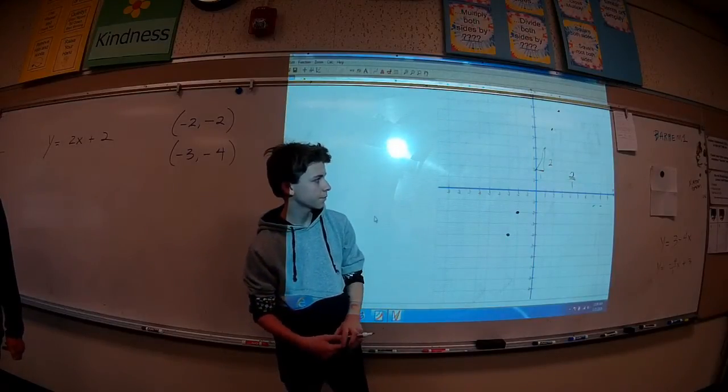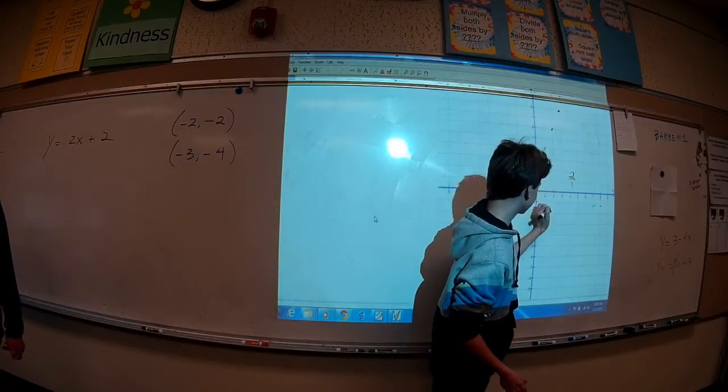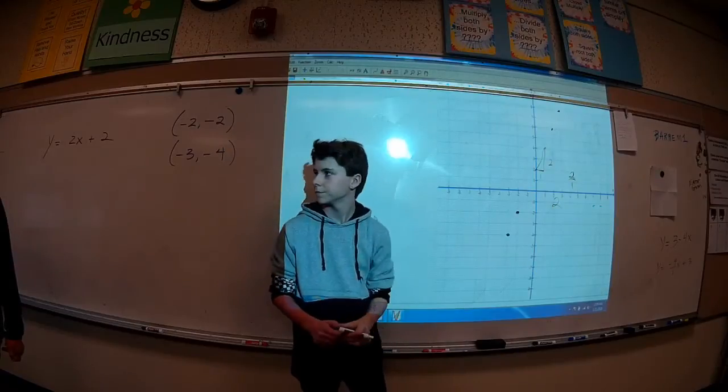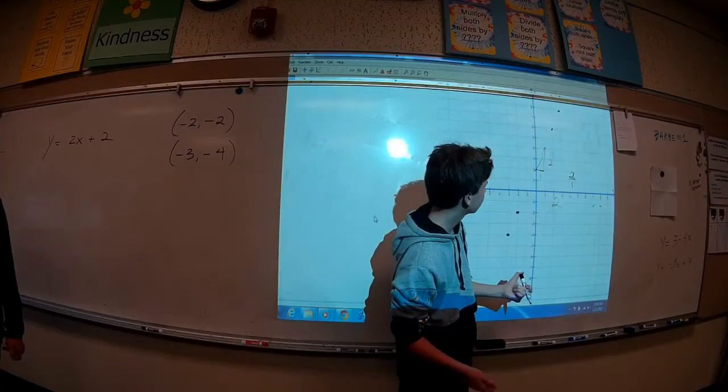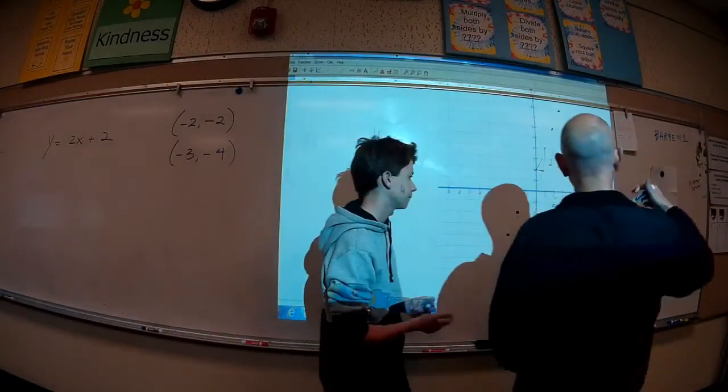Sophia, what can you do? Simplify it. Good. Final piece of this. Eli? Add negative if needed. Does he need to add a negative? No. Good. You just found the slope. What's the slope of this line? 2.